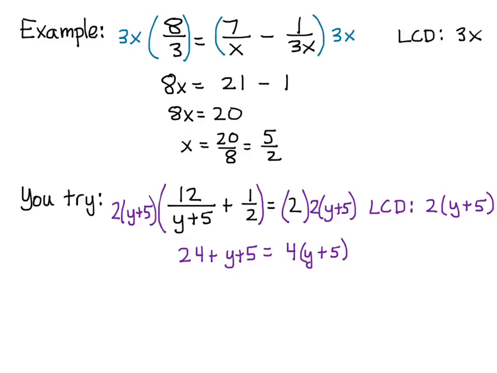And so your y plus 5 cancels out. You have 2 times 12 is 24. And then 1/2 times 2 times y plus 5 is just y plus 5. And then this one, you just expand that. And so we get y plus 29 equals 4y plus 20. And then we collect terms. Subtract y from both sides, subtract 20 from both sides, and you get y equals 3. Okay, everybody okay with this?